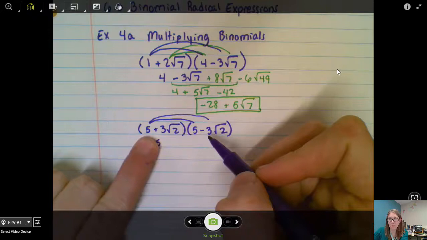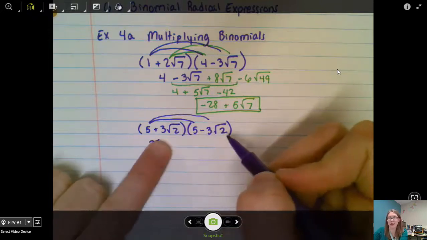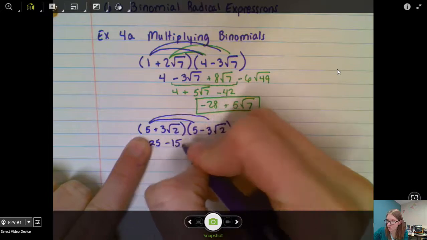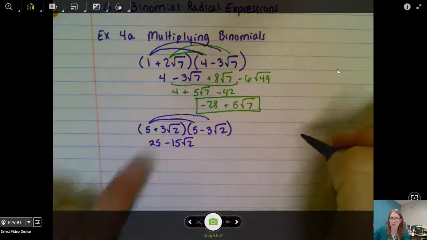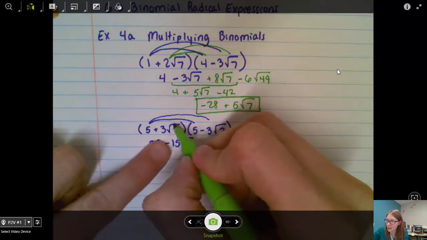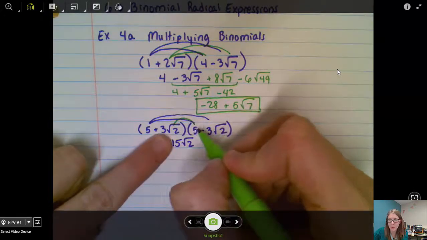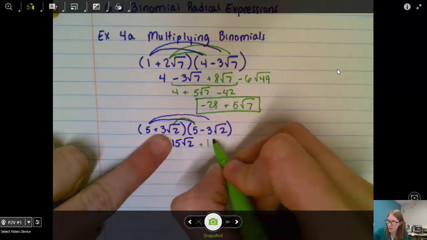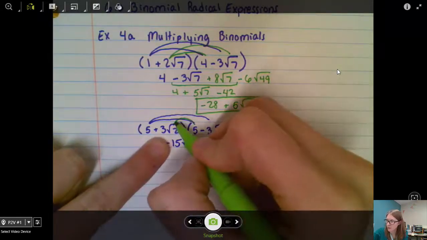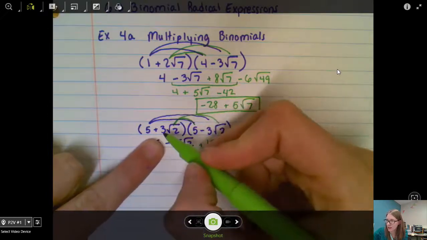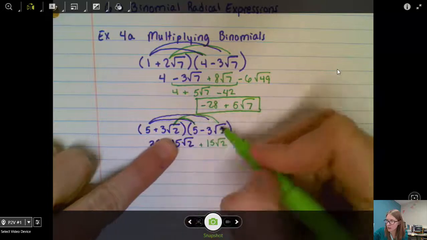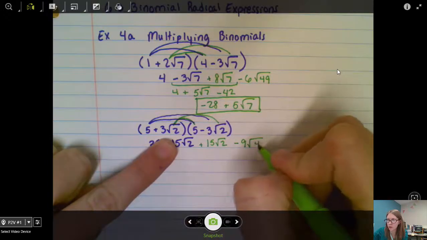We multiply the numbers, and we multiply what's underneath the radical. So 5 times negative 3 is negative 15 square root of 2. And then my inside pieces here, 3 square root of 2 times 5 is 15 square root of 2. And the last 3 times negative 3 is negative 9. Square root of 2 times square root of 2, square root of 4.